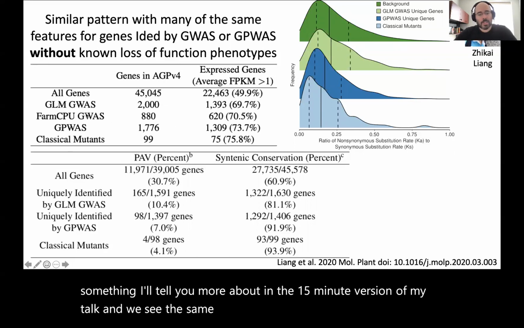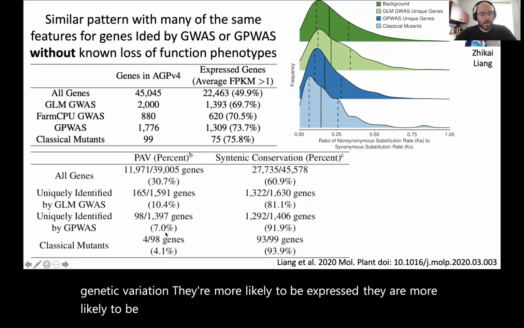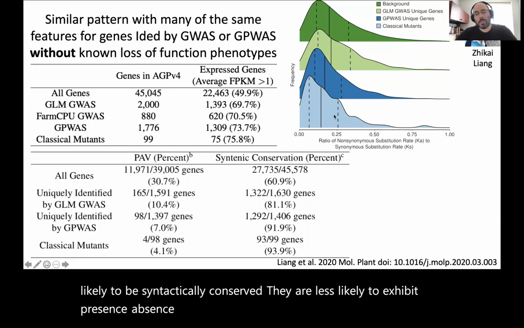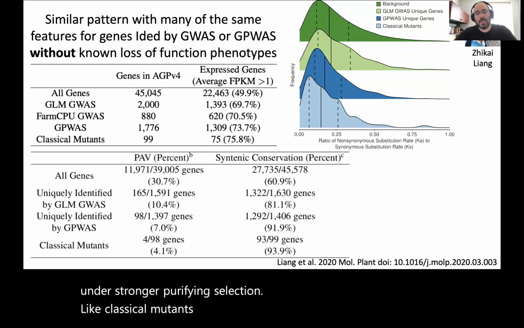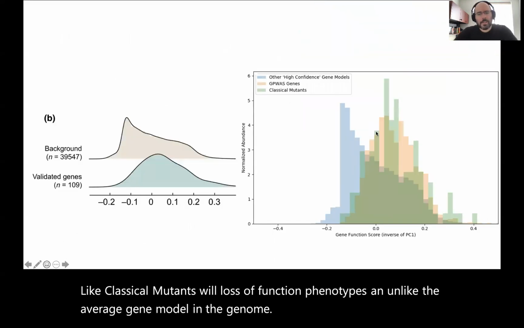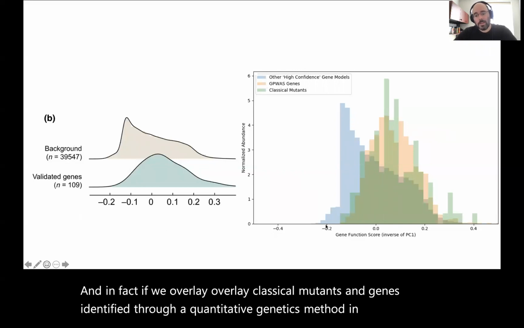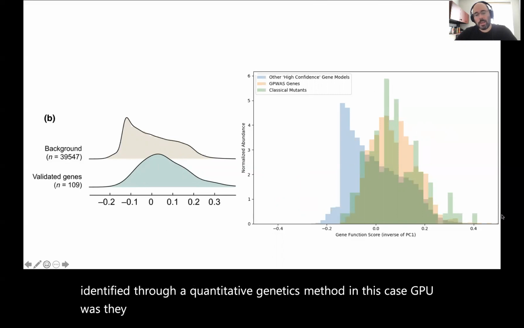So genes linked to quantitative genetic variation, they're more likely to be expressed, they're more likely to be syntenically conserved, they're less likely to exhibit presence-absence variation. They also seem to be under stronger purifying selection, like classical mutants with loss of function phenotypes, and unlike the average gene model in the genome. And in fact, if we overlay classical mutants and genes identified through a quantitative genetics method, in this case GPWAS, they show essentially the same distribution on this axis, which is very different from the remaining gene models in the genome.